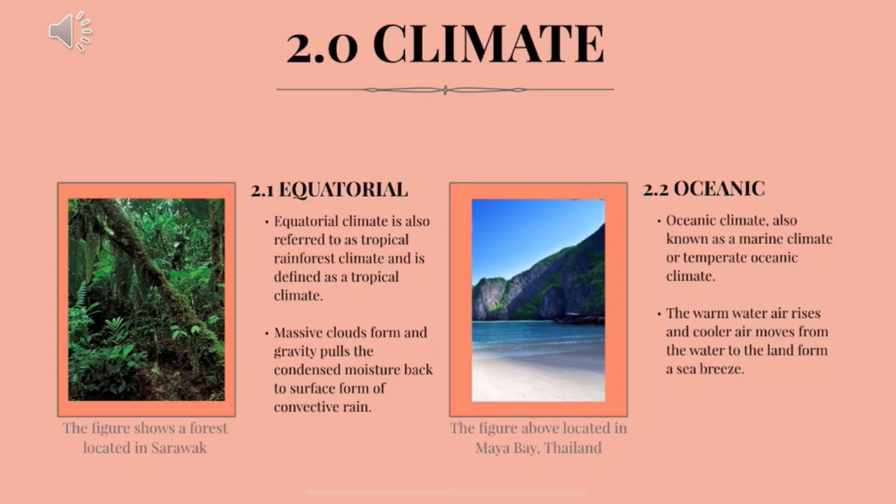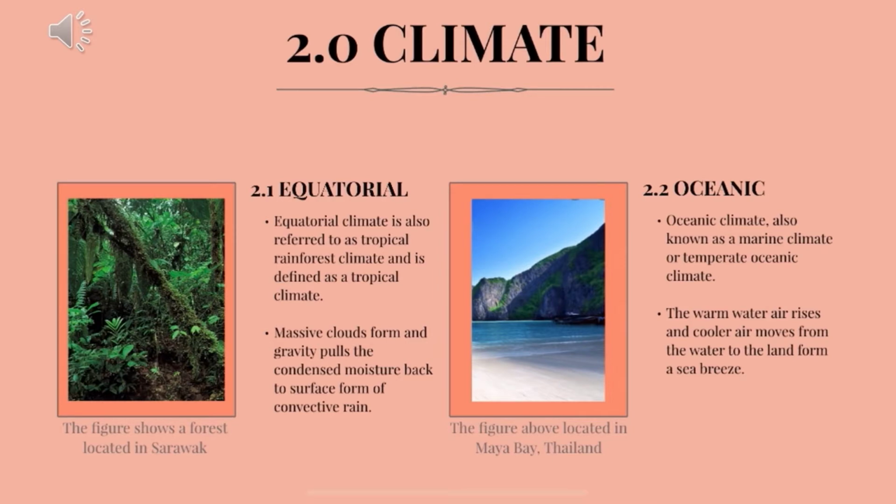Equatorial climate is also referred to as tropical rainforest climate and is defined as a tropical climate. Massive clouds form and gravity pulls the condensed moisture back to the surface in the form of convective rain. On your left side, the figure shows a forest located in Sarawak.